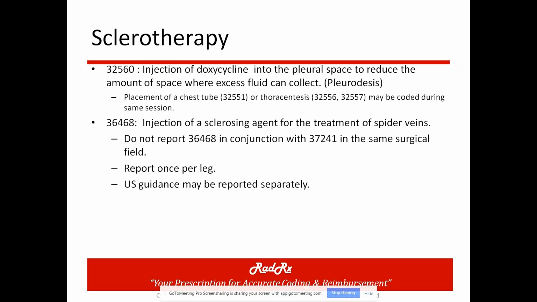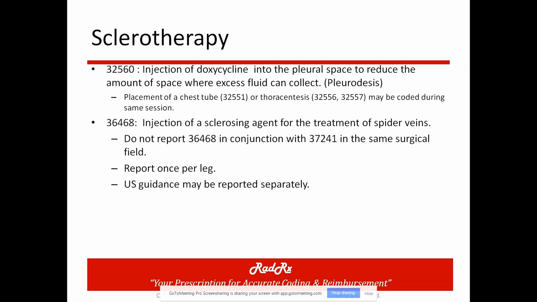And of course, that's not the only chest tube code possibility there. It could be one of the others. I just want to point that out. 36468 is injection of a sclerosing agent for the treatment of spider veins. That code description is going to have a slight description change for 2018, but the intent of the code is still pretty much the same, just a little bit of a difference there.